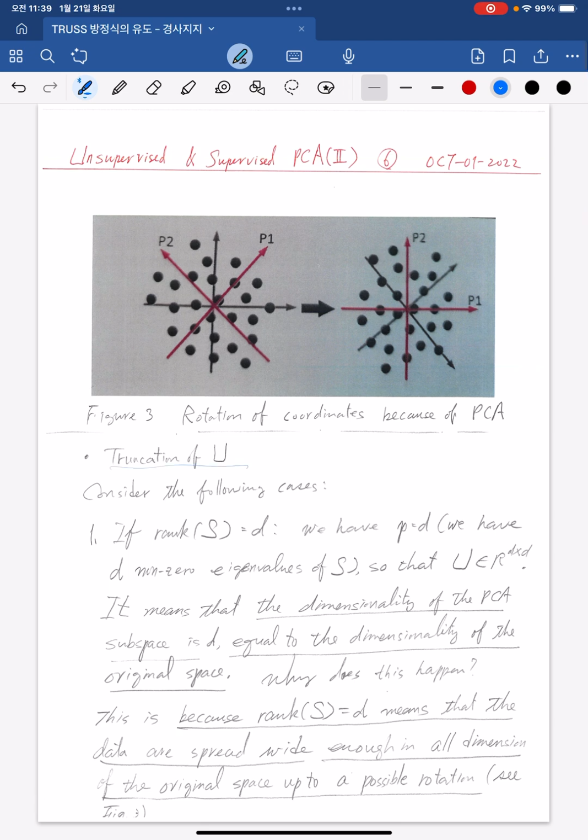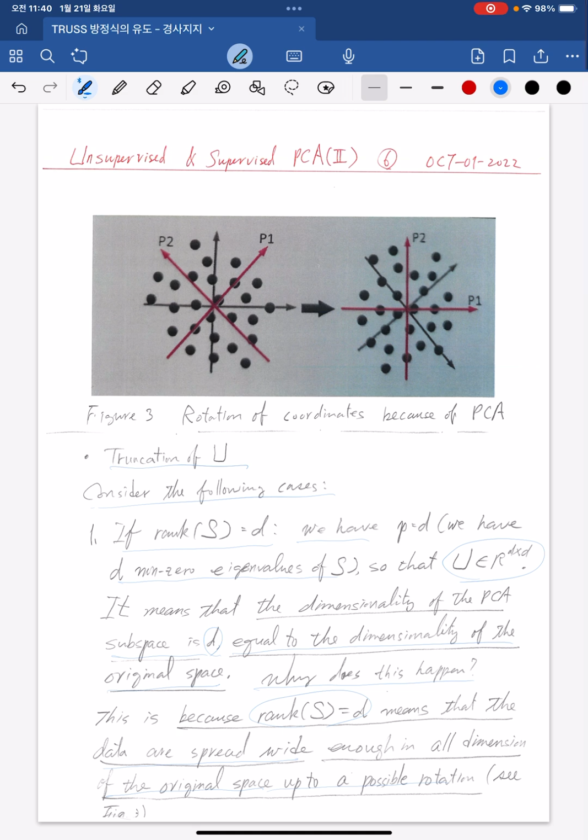Truncating of U. Consider the following cases. If rank S equals D, we have P equal to D. We have D non-zero eigenvalues of S, so that U is D by D. It means that the dimensionality of the PCA subspace is D, equal to the dimensionality of the original space. Why does this happen? This is because rank S equal D means that the data are spread wide enough in all dimensions of the original space, up to a possible rotation.